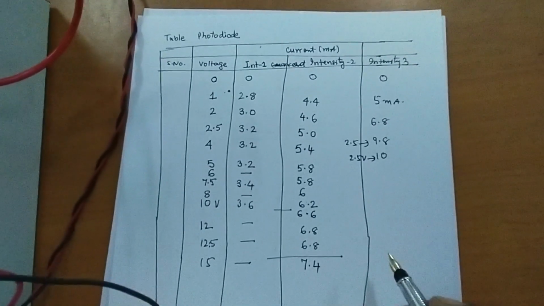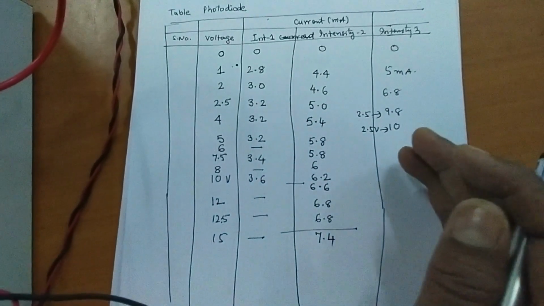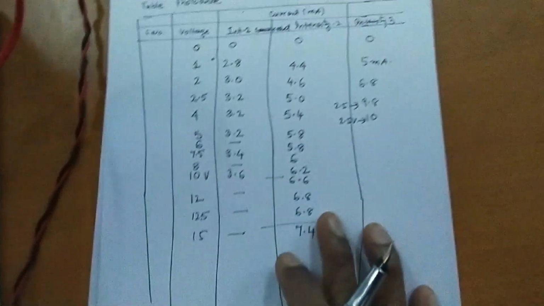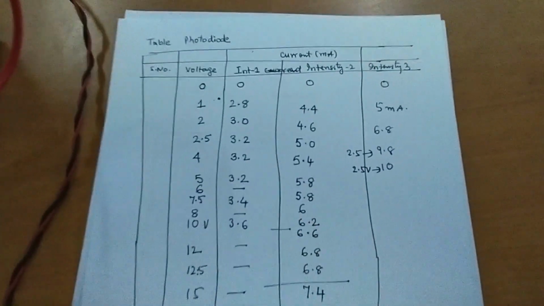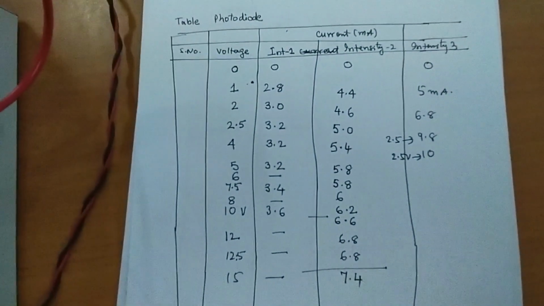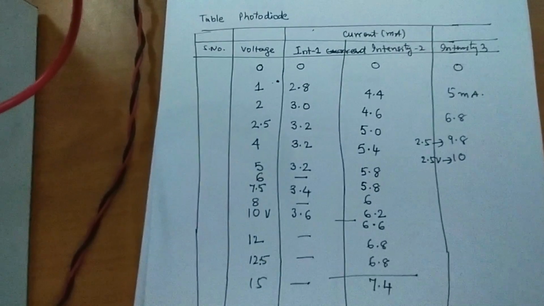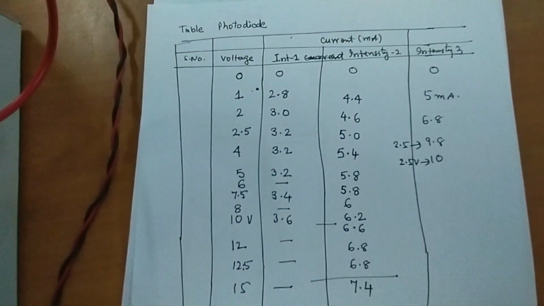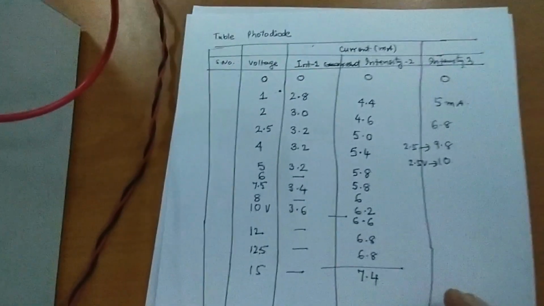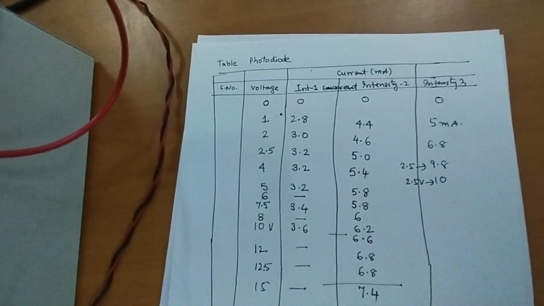Likewise, you can take a large number of readings for various intensities and plot a graph. Here I am doing only 3, but on the VLab simulator you can take 4 to 5 different readings and draw the graph. Thereby we can say that the VI characteristics of a photodiode have been verified. We are not doing any calculations in this experiment. We are just verifying the VI characteristics of a photodiode. Thank you.